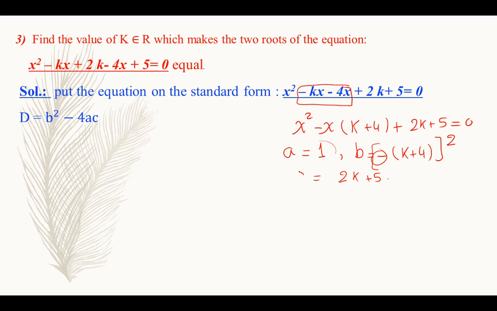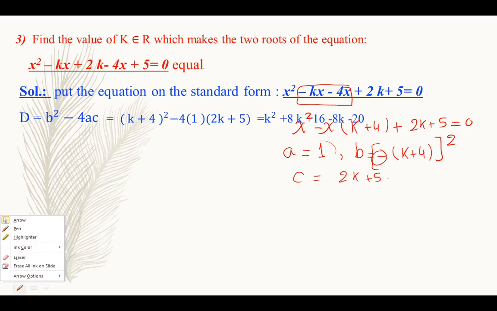Here c equals 2k plus 5. The discriminant will be b squared minus 4ac. Here, I simplified very quickly and wrote, instead of negative (k plus 4) squared, (k plus 4) squared, because I know that the power 2 will cancel the negative sign. Minus 4 multiplied by a, the coefficient of x squared, which equals 1, multiplied by c, which is 2k plus 5. We are going to expand the bracket (k plus 4) squared.